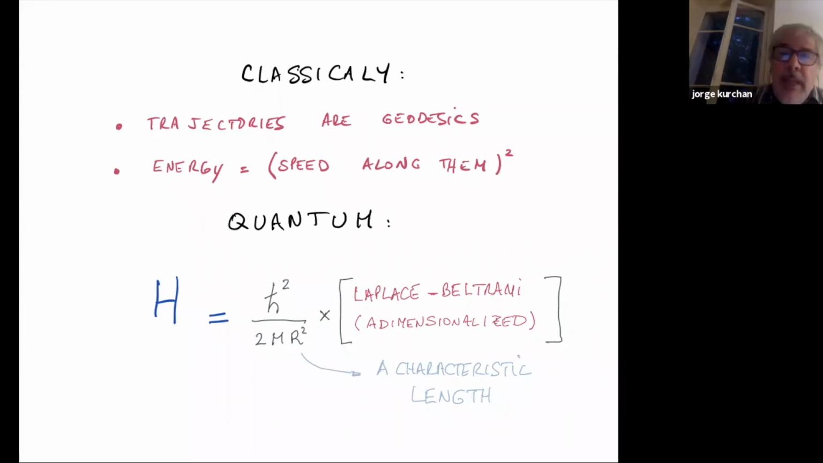What is the quantum analog of this? The quantum analog is that simply your Hamiltonian has all the units outside, h bar, the mass, and some characteristic length. And then what you have inside, the quantum part, is just the Laplacian operator for a curved surface. This is called the Laplace-Beltrami operator, which is made dimensionless. And it is what generates the free waves, to call them somehow, on the curved surface.